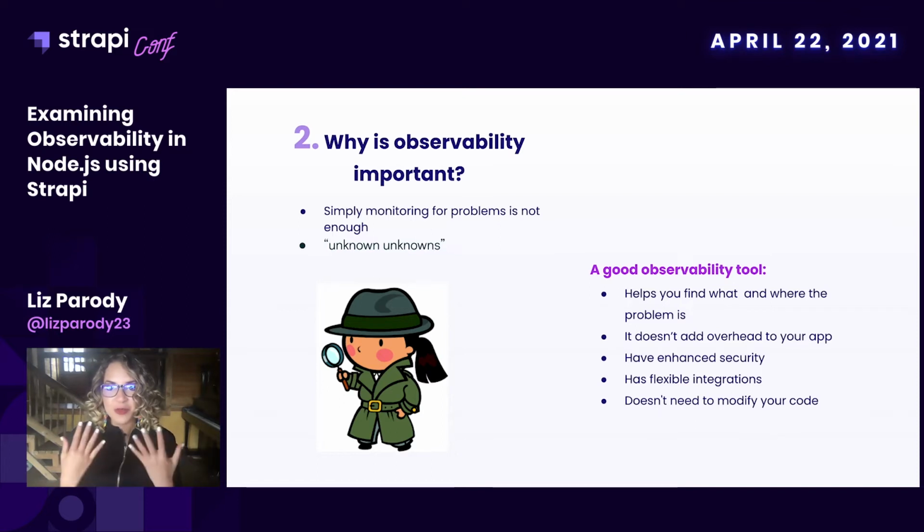It gives you the instrumentation you need to understand what's happening in your software and fix it. A good observability tool helps you find what and where the problem is. It doesn't add overhead to your app. We don't want our app to slow down. Quite the opposite. It has enhanced security, we don't want any data breach, has flexible integration, and doesn't need to modify your code.